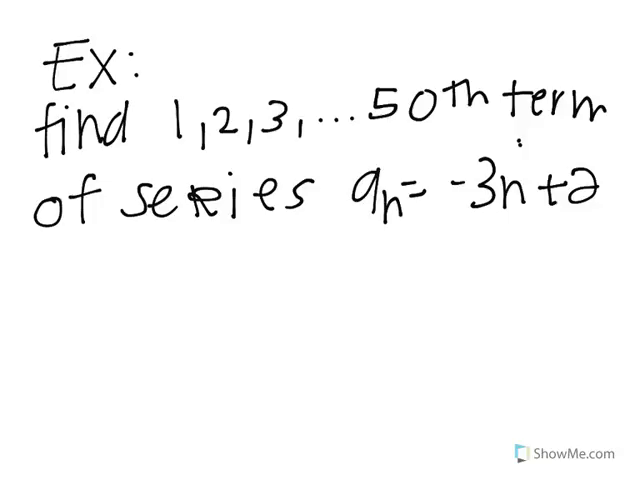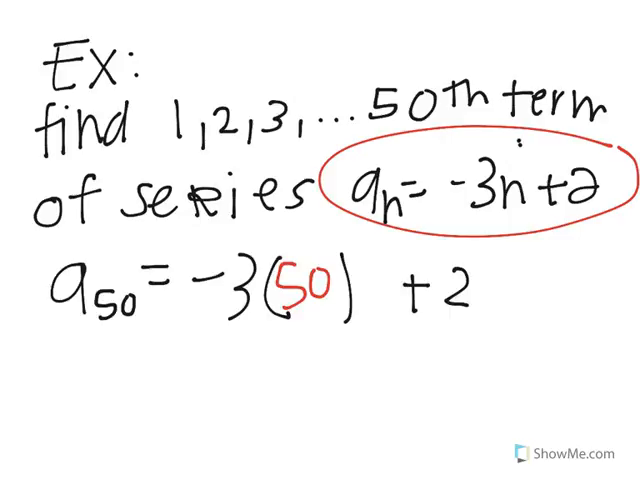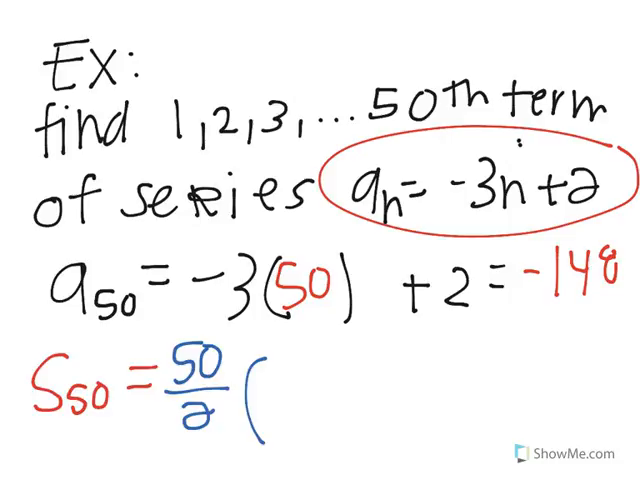Okay, so in order to find the 50th term, you plug 50 into this equation, like so. You plug this in, and that equals negative 148. And so in order to find the series, including the 50th term, you go back to the equation from before. You also need the first term for this series, so we're going to calculate the first term as well. And that equals negative 1.